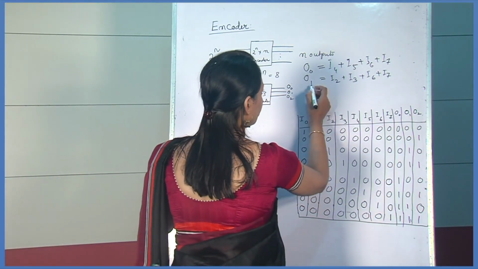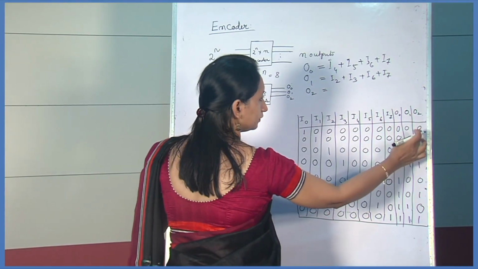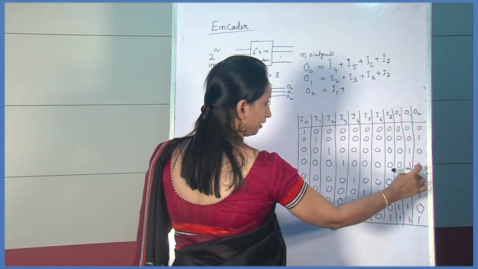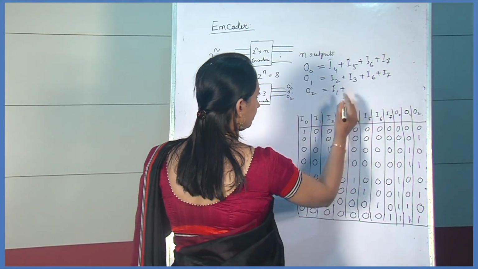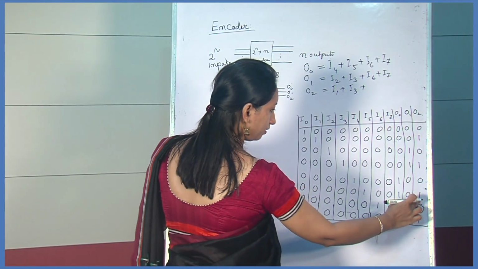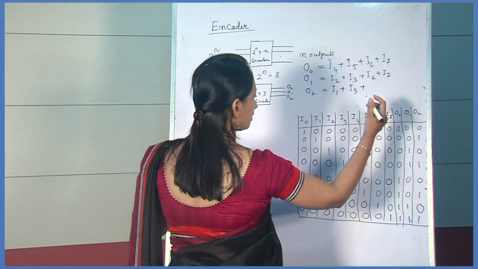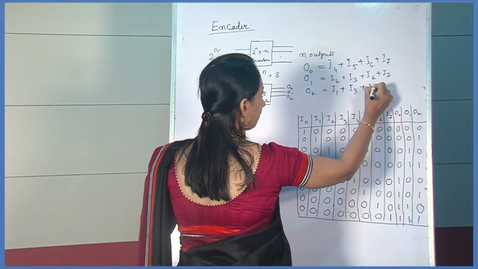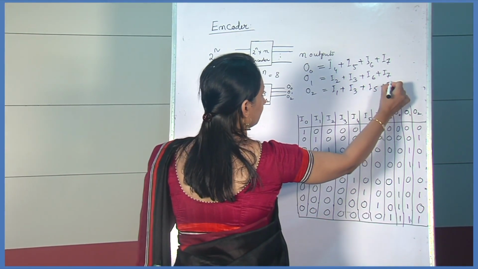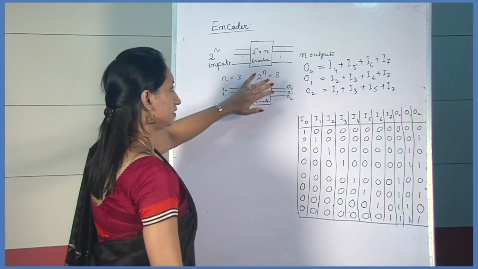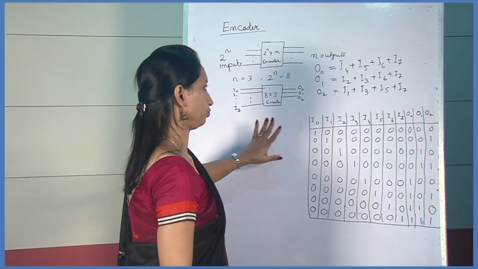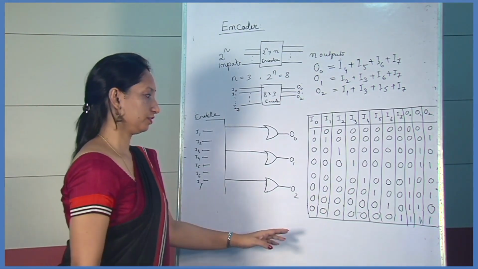And for O2, it is 1 when I1 is high, next is 1 when I3 is high, plus next I5 is high, and it is 1 when I7 is high. So these are the equations of the three outputs O0, O1 and O2. Now this is the truth table.